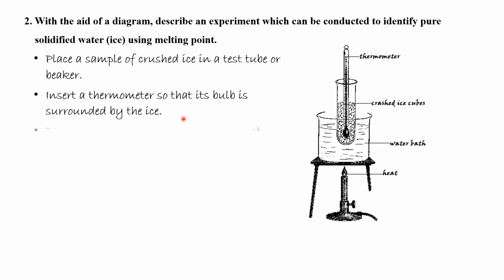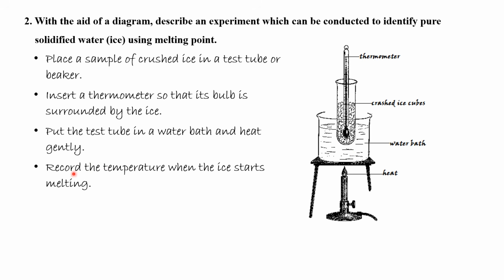And put the test tube in a water bath. Water bath is just water in a different container. And heat it gently. So we supply heat here to heat the water in the water bath. As this is happening, record the temperature when the ice starts melting. The moment the ice starts melting, using a thermometer, record the temperature. Take the temperature reading when the ice starts melting.